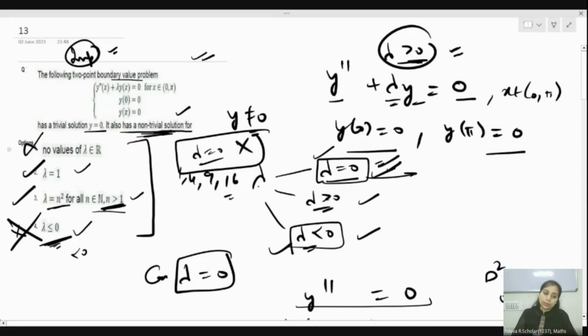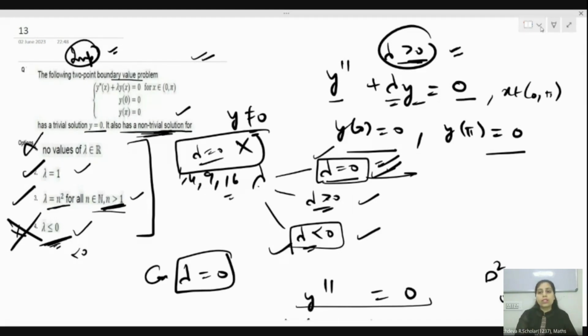First is wrong. So the question itself is lengthy, but if you try more problems of this kind, then this question is not lengthy. You can do it this way: just check for lambda equal to 0 and then directly check for lambda greater than 0. In most of the cases, the solution will be non-trivial for these two.